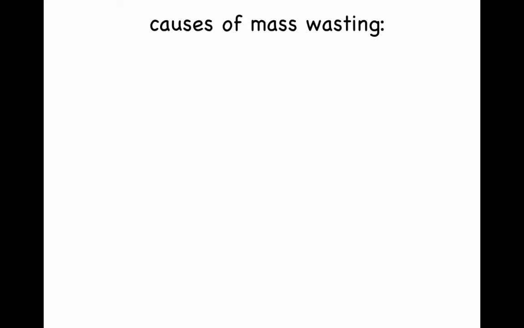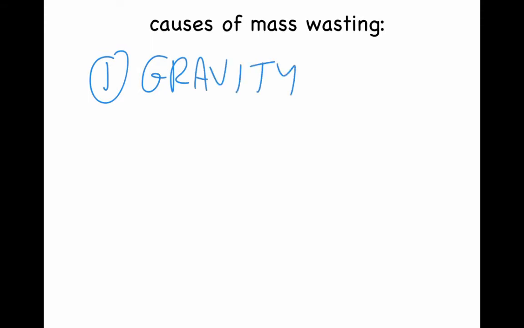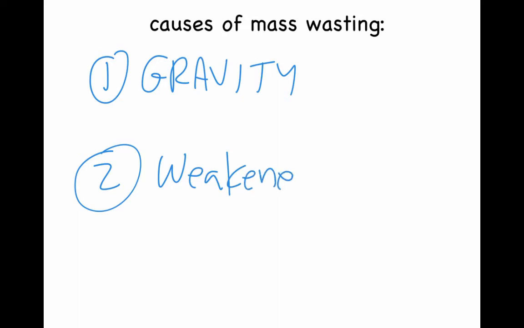I'd like to review the causes of mass wasting. There are two primary causes. The first cause of mass wasting would be due to gravity. Basically, anything on Earth is being pulled down by gravity, and if it can't be held in place, it slides down. So mass wasting, downslope movement of material, is all fundamentally controlled by gravity. The second main cause is what I'm going to term a weakened substrate.